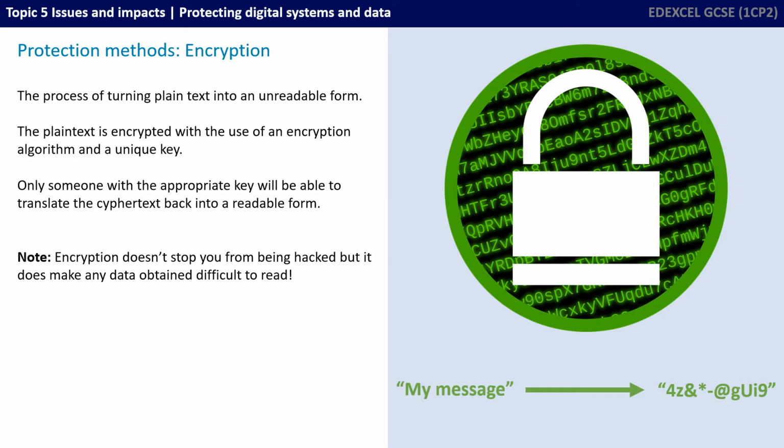The second protection method is encryption. Now this is simply the process of turning plain text into an unreadable form. The plain text is encrypted with the use of an encryption algorithm and a unique encryption key. Only someone with the appropriate key will be able to translate the ciphertext back into a readable form. Now it should be noted that encryption on its own doesn't obviously stop you being hacked, but it does make any data obtained difficult to read, understand, or exploit.